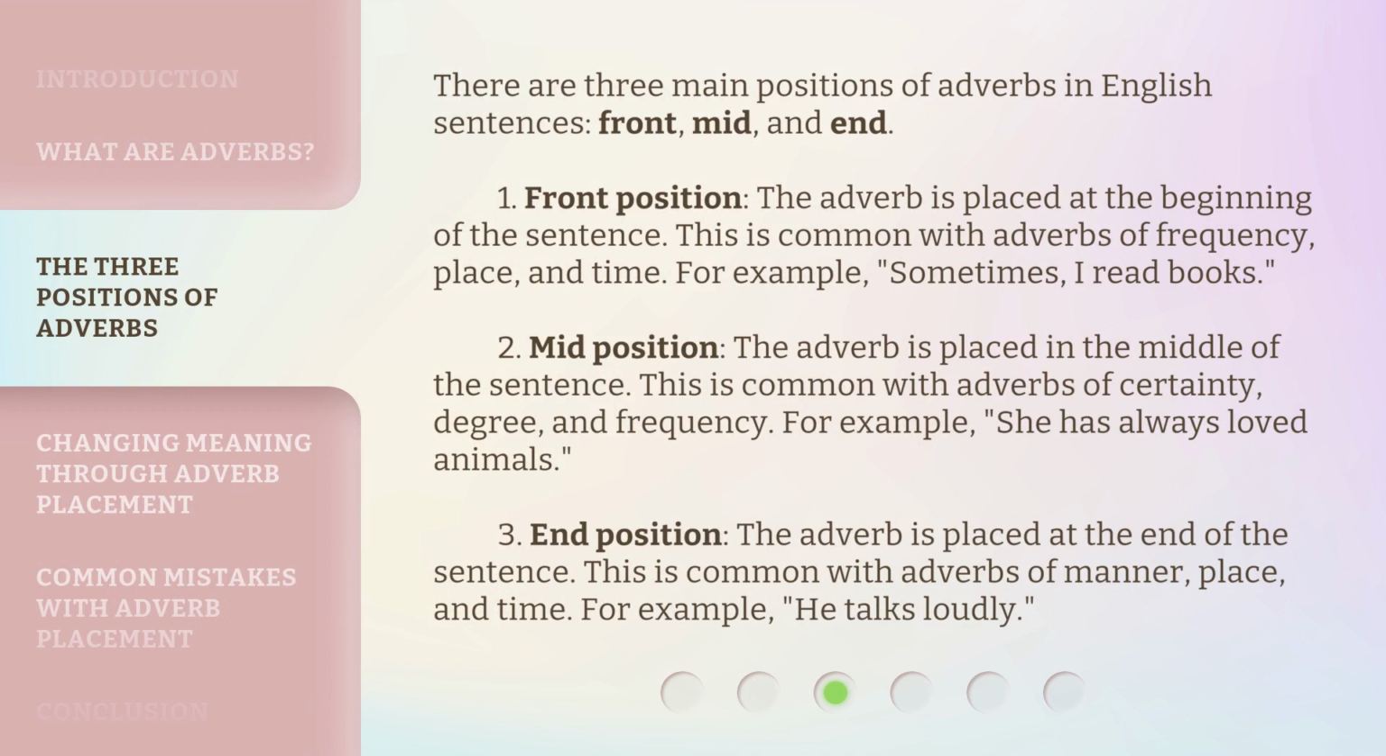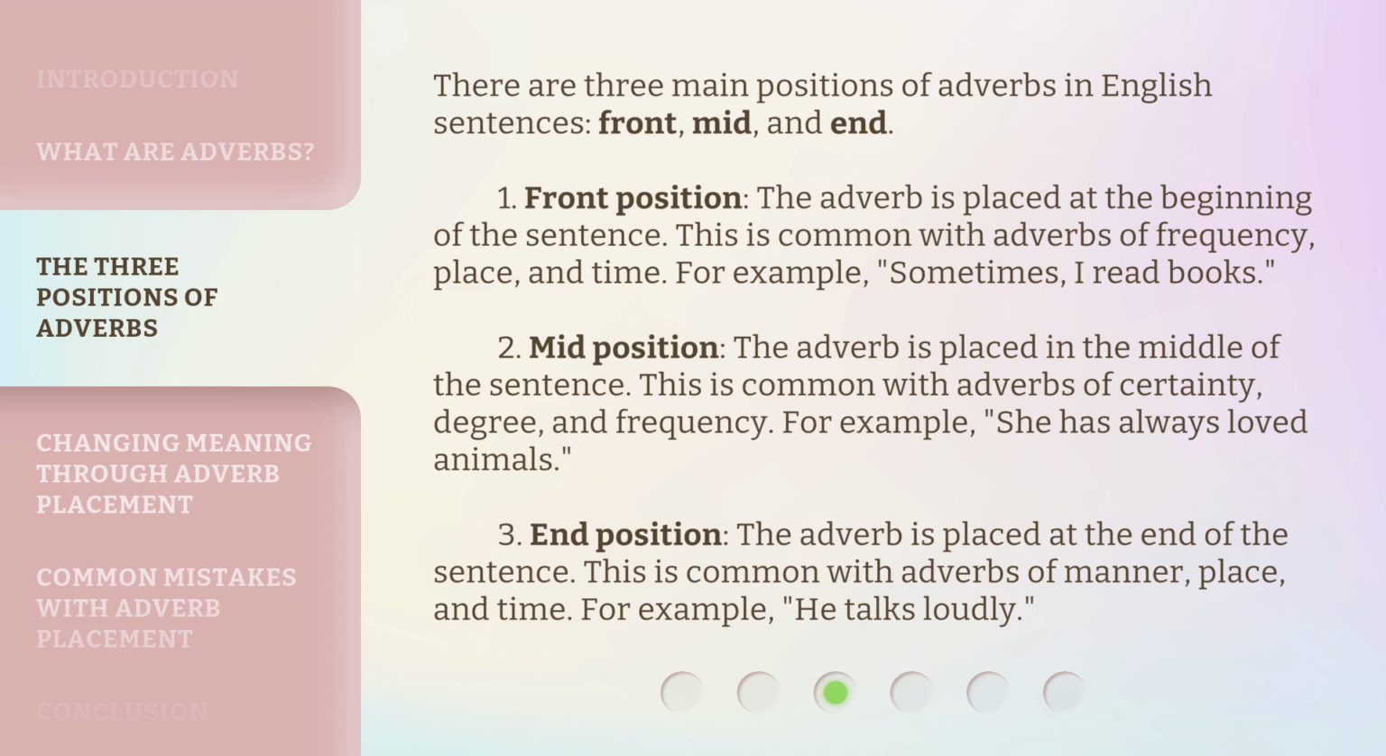There are three main positions of adverbs in English sentences: front, mid, and end. 1. Front position. The adverb is placed at the beginning of the sentence. This is common with adverbs of frequency, place, and time. For example, sometimes, I read books.